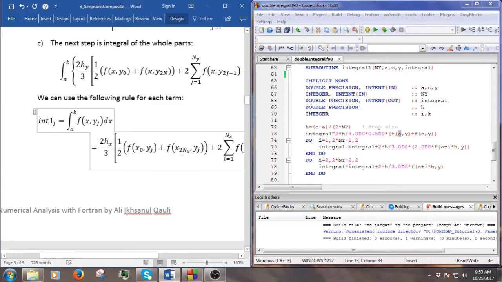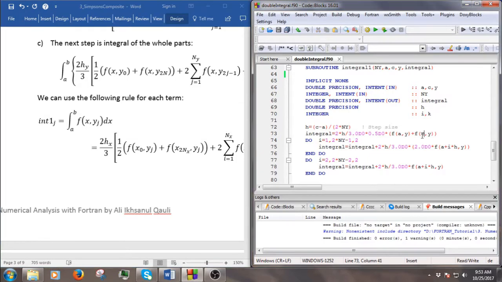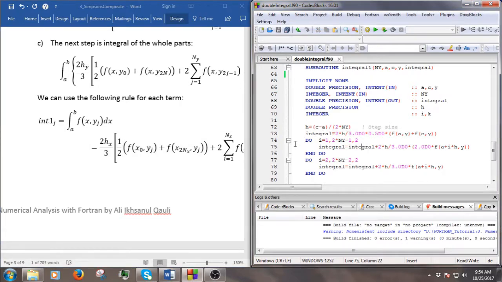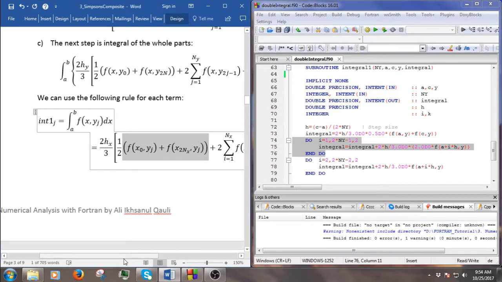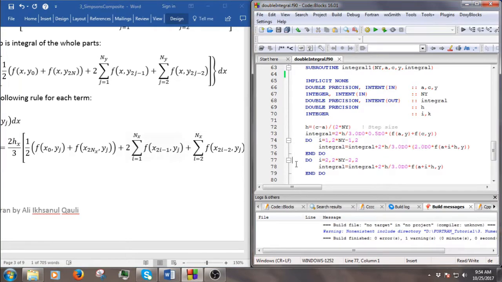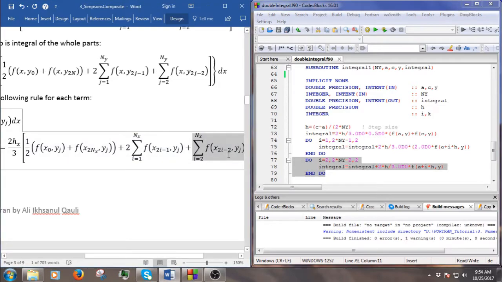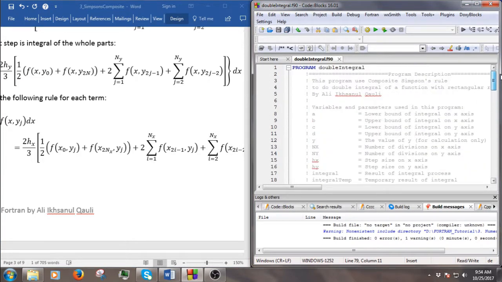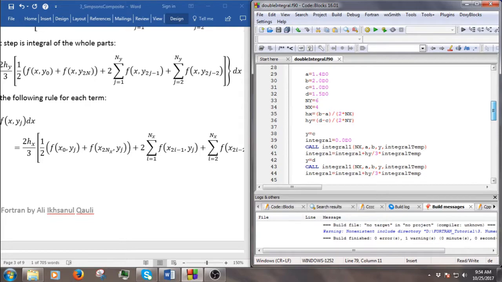The f at x2nx is basically b, the upper bound of the x-axis. So this line calculates these two terms, and the next is calculating this term as we have before in Simpson's composite rule in one-dimensional integral. And also the last part here, we calculate this term. So basically, as we learn the double integral numerically, we know that the double integral is basically the summation of single integrals. I mean, the summation of integrals in one dimension.